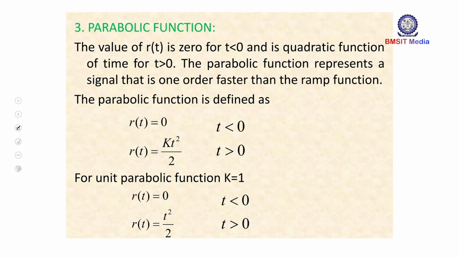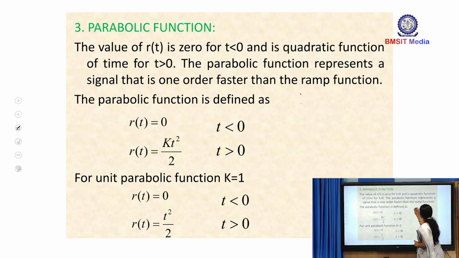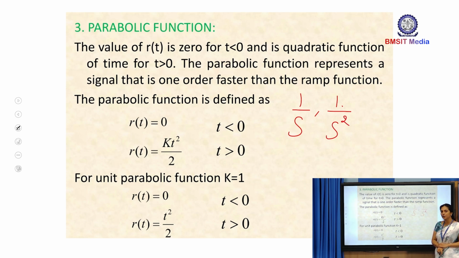Next, coming to the third one. We recall that 1 divided by s is what we got if the input is a unit step, and 1 divided by s square if my function is a ramp function. If this is 1 by s and this is 1 by s square, we can guess what the output will be if the function is a parabolic function. Obviously, as our guess, it is 1 divided by s cube. Now how are we getting this 1 divided by s cube? Let us see now.